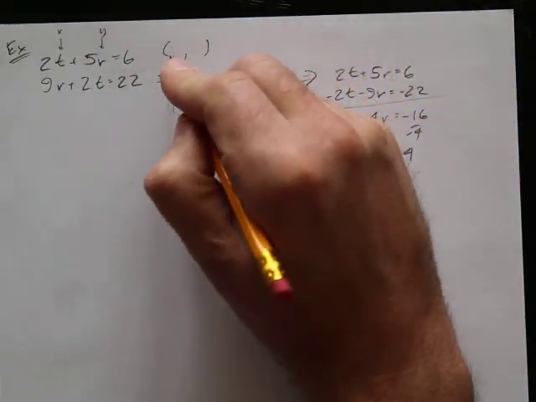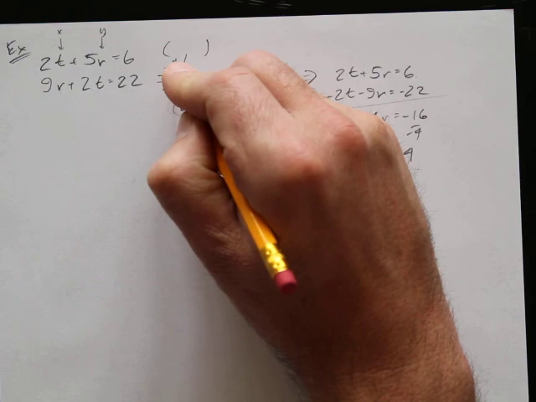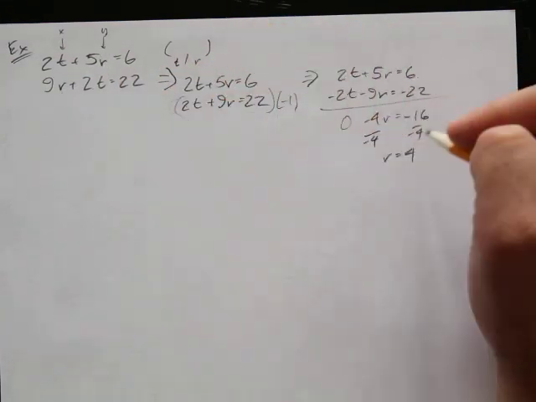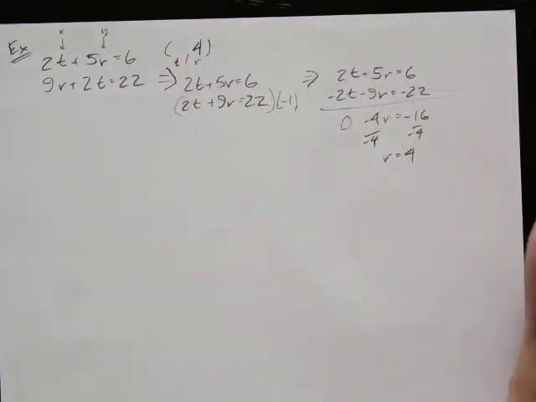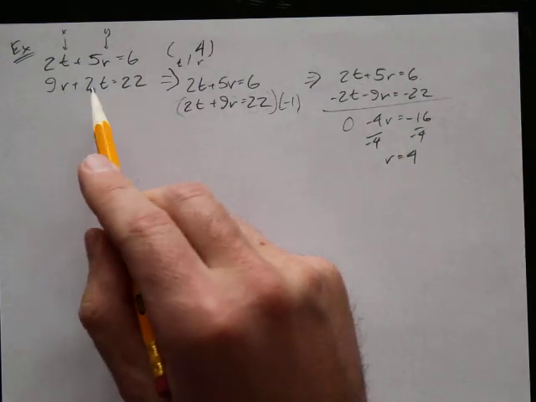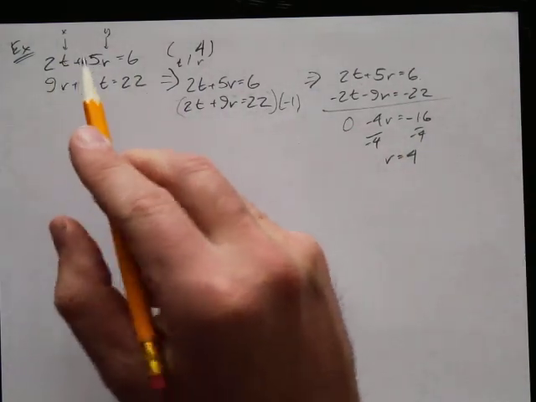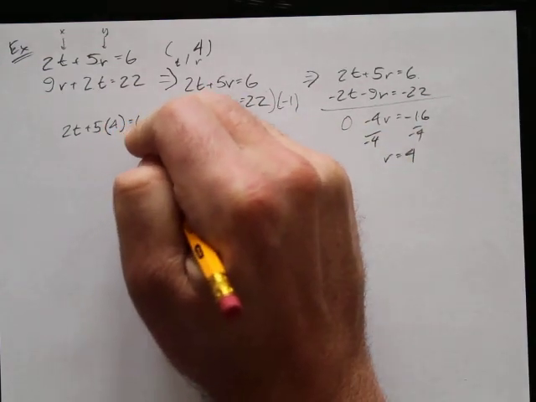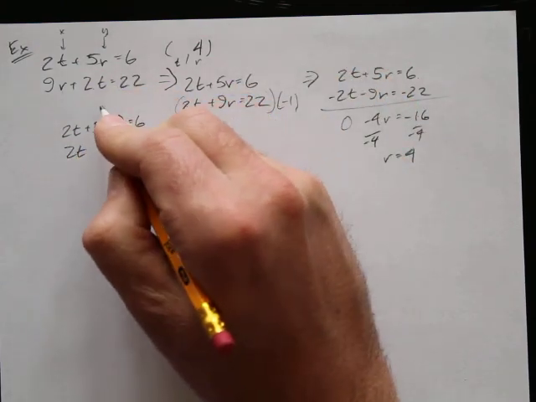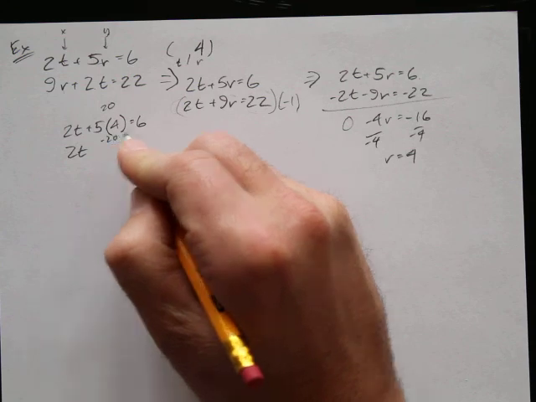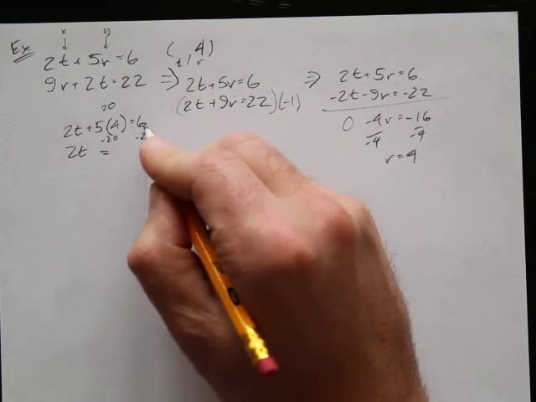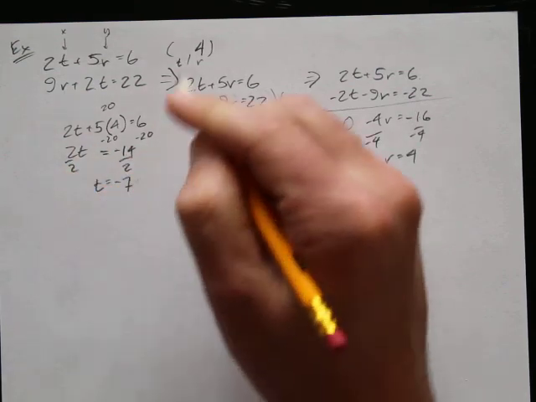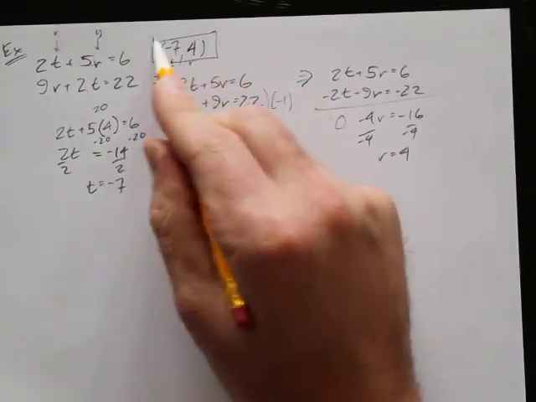And so t is going to be my x value, r is my y value. That's what I said here: x is t, r is y. So r is 4. Now I just plug r back into any of these. I'm going to plug it into this one up here. 2t plus 5 times r, which is 4, equals 6. 2t plus 20 here, so I'm going to subtract 20 from both sides. 2t equals 6 minus 20, which is negative 14. Divide by 2. t equals negative 7. And there is your answer for that one.